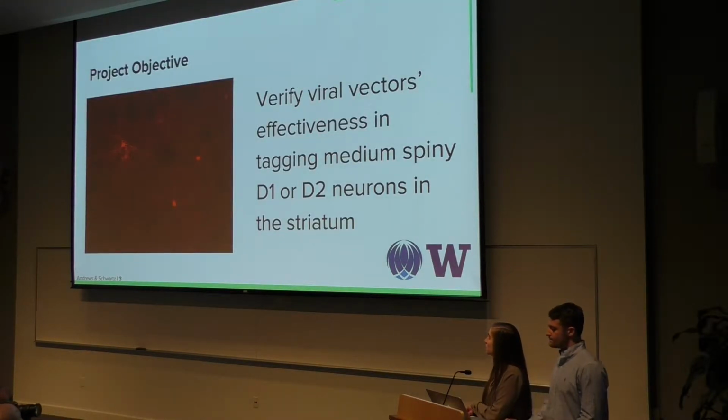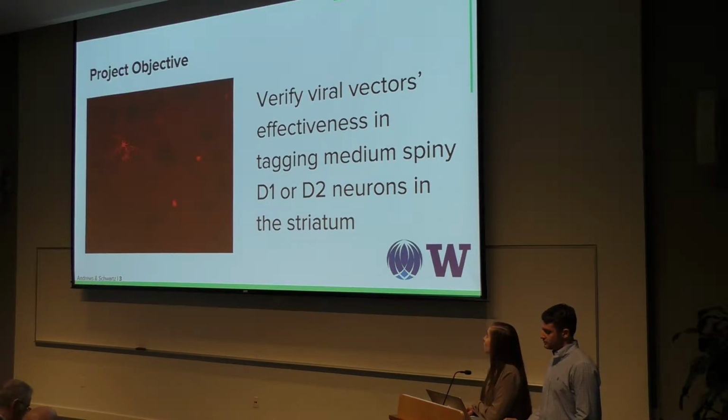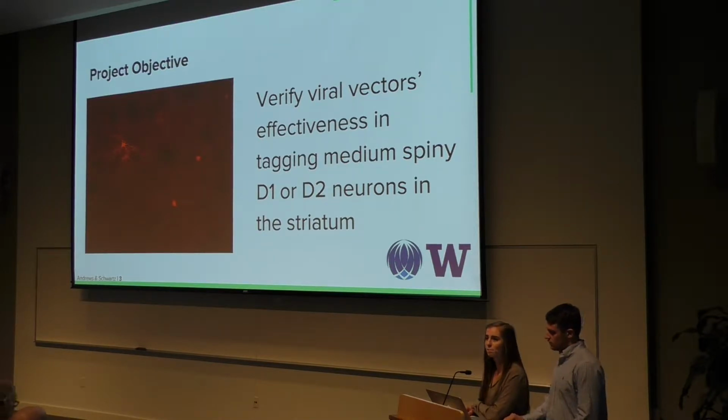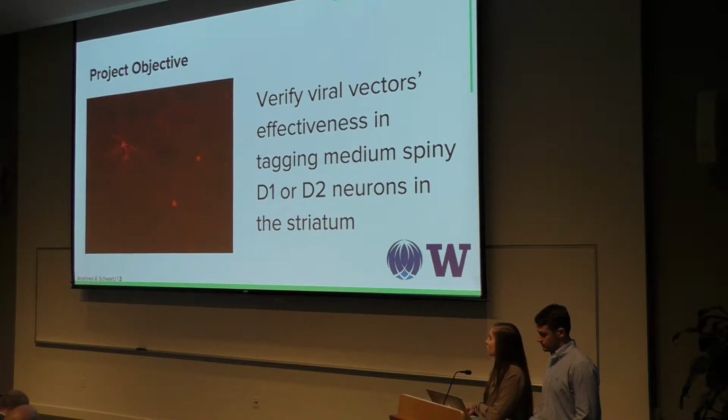Our project objective was to verify various viral vectors that a collaborator, Jimena Pizarraya, made in fluorescently tagging medium spiny D2 or D1 neurons in the striatum. This is important because D1 and D2 MSNs are involved in various different neurodegenerative diseases when they become dysfunctional.